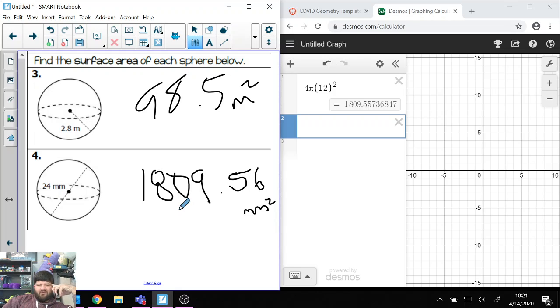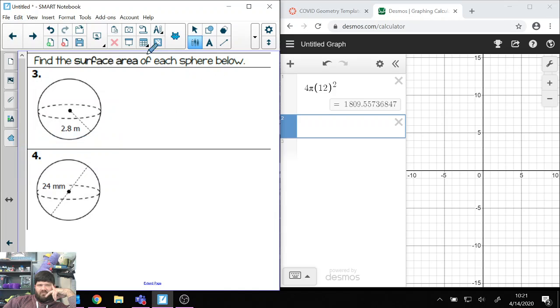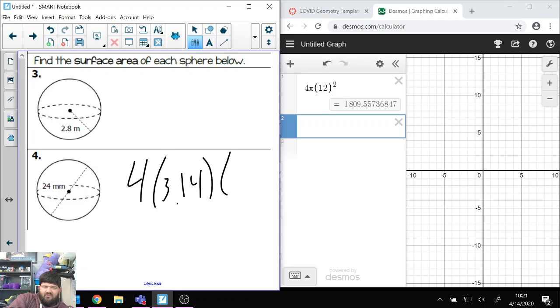If you want to do it the long way, you should probably do something like this. Let's see, clear page. What you should do if you want to do it the long way, you should do 4 times 3.14 for pi times the radius, which is 12, and square that. Keep in mind when you type this in, you're going to do 4 times 3.14, then 12 squared. 12 times 12 is 144, so multiply that by 144, and you get 1808.64.